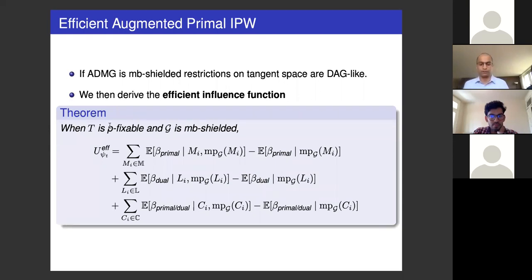So when T is p-fixable and the graph is MB shielded, these conditional expectations now, instead of conditioning on everything in the past of Mi, you now only condition on Mi and its Markov pillow. And then similarly over here, you don't use everything pre-Mi, you just use the Markov pillow of Mi. And similar replacements everywhere. Just replace all of the past with just the Markov pillow.